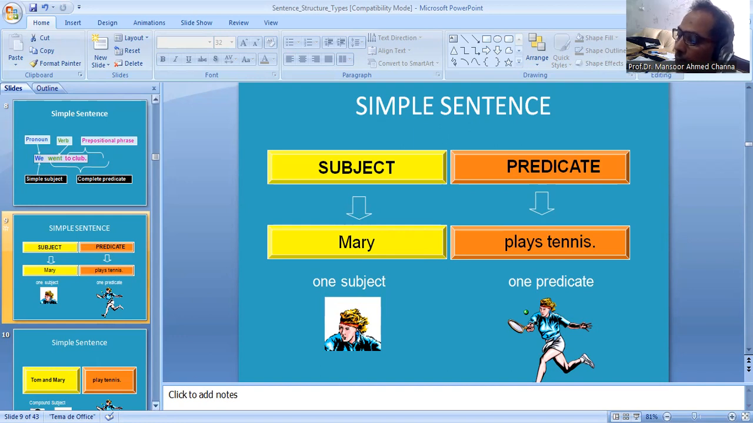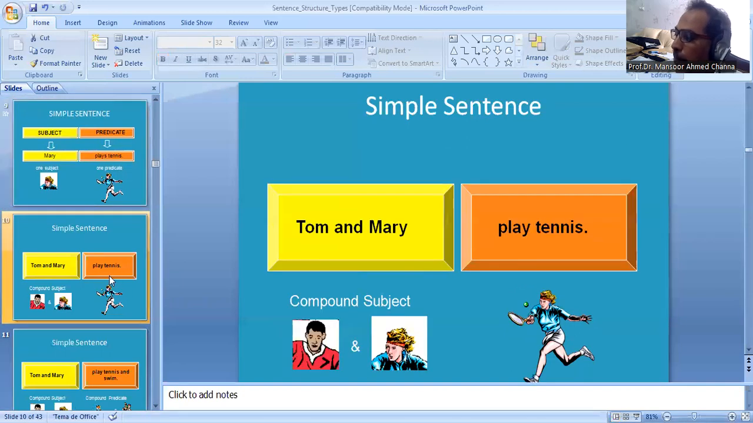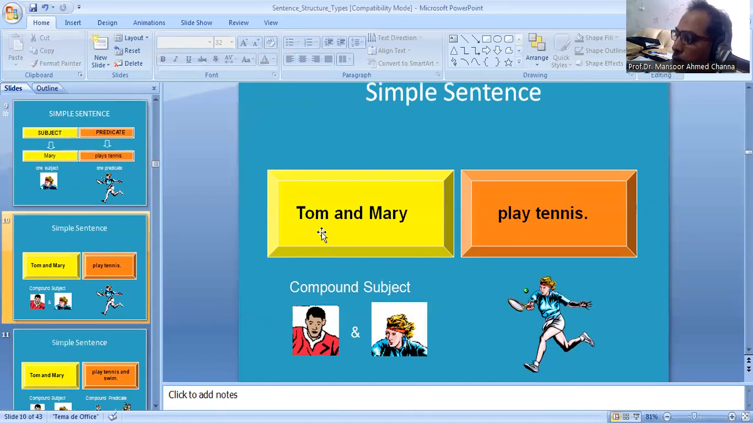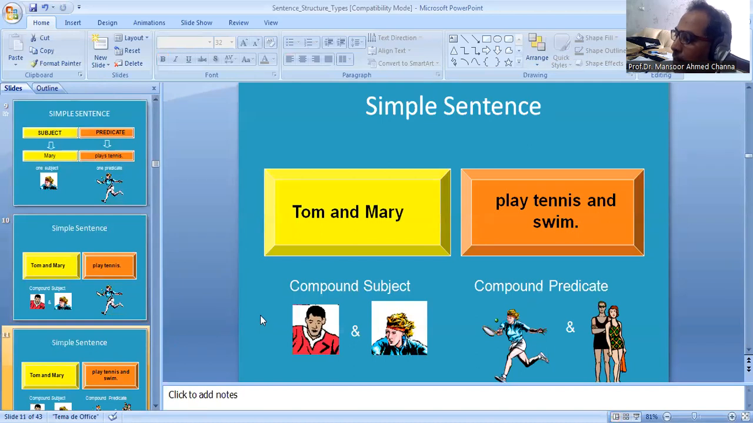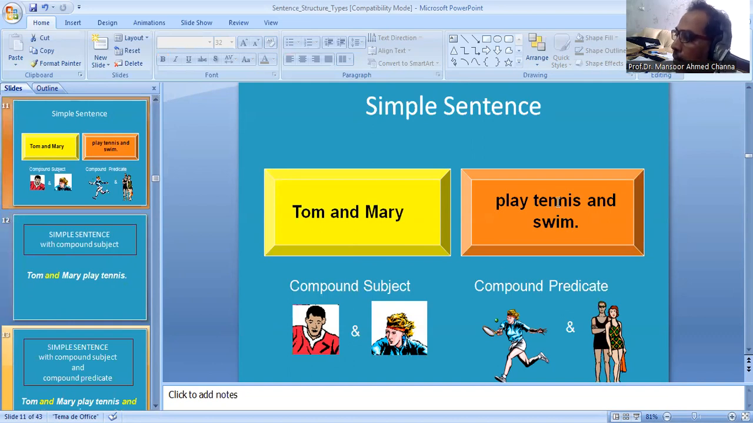If we say Tom and Mary play tennis, compound subject. These are called compound subject, Tom and Mary. Mary is simple. Tom and Mary is a compound subject. If we see Tom and Mary play tennis and swim. Further study, Tom and Mary is a compound subject and similarly play tennis, one verb, one action, and swim means the other action. Two actions are mentioned, means compound predicate.